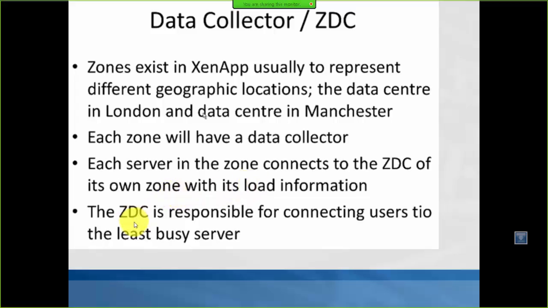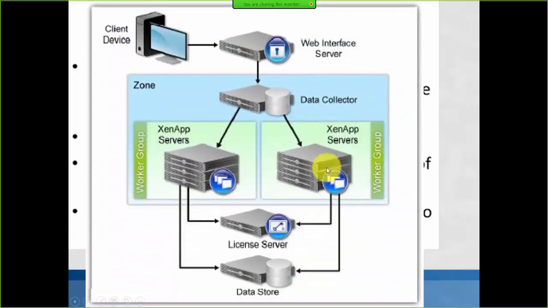Okay, so the ZDC is responsible for connecting users to the least busy server. So if we lose ZDC, at once an election happens, because there has to be a ZDC in a zone, right? Well, this is just one zone, and we saw the diagram before as well.